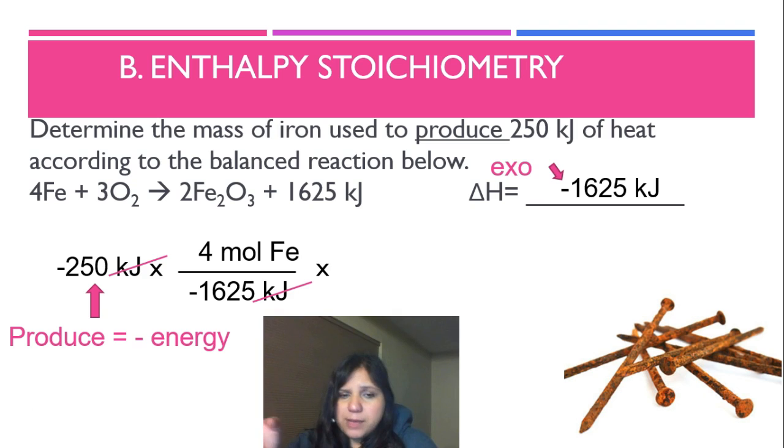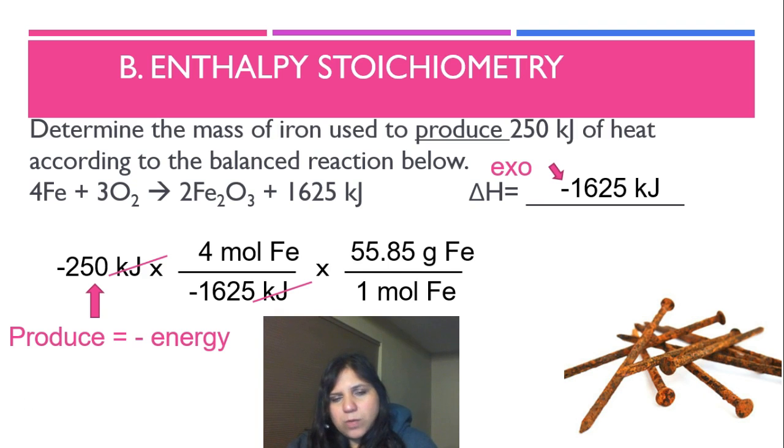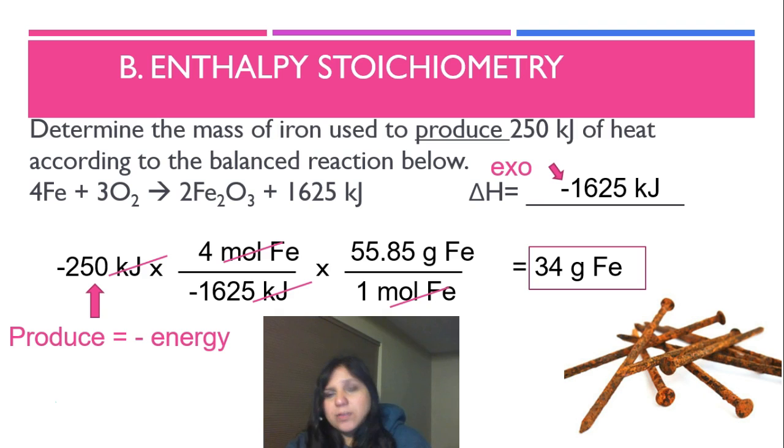We want to know the grams, not the moles, so we'll do one more step using the molar mass. 1 mole of iron is 55.85 grams of iron using the periodic table, and that's 34 grams. Notice my mass is positive, which is good because we don't have negative grams, right? So that negative here cancels out this negative here.